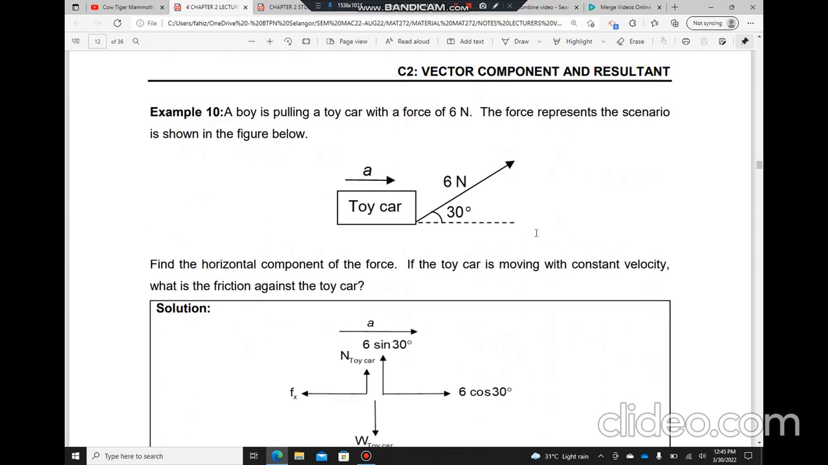So this one example 10, a boy is pulling a toy car with a force of 6 Newton. Okay, so dia tarik toy car dengan daya 6 Newton. The force represents the scenario is shown in the figure below. So yang ni toy car, so dia ada pecutan, acceleration, and then 6 Newton 30 degree. Find the horizontal component of the force. If the toy car is moving with constant velocity, what is the friction against the toy car?